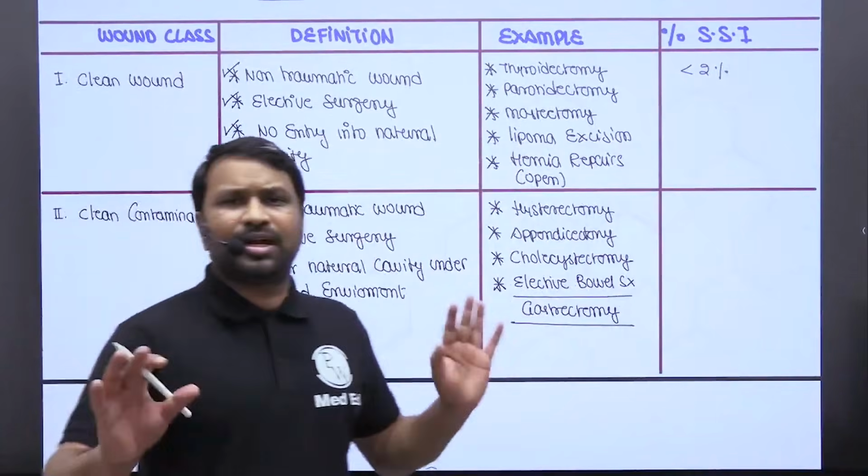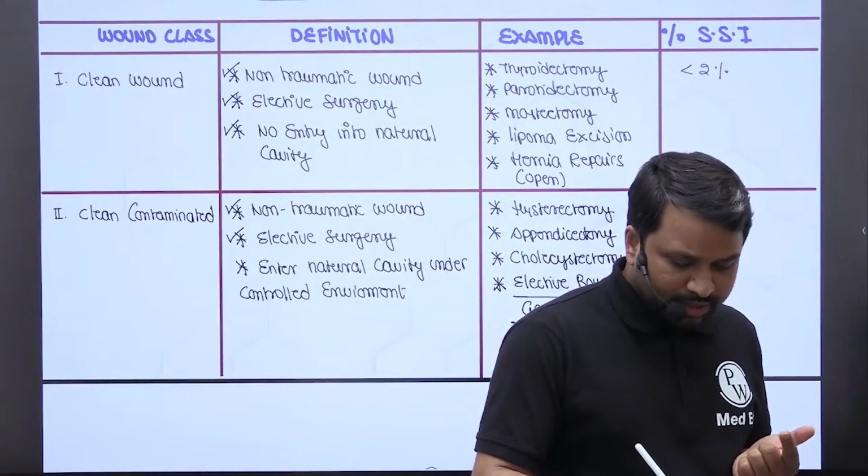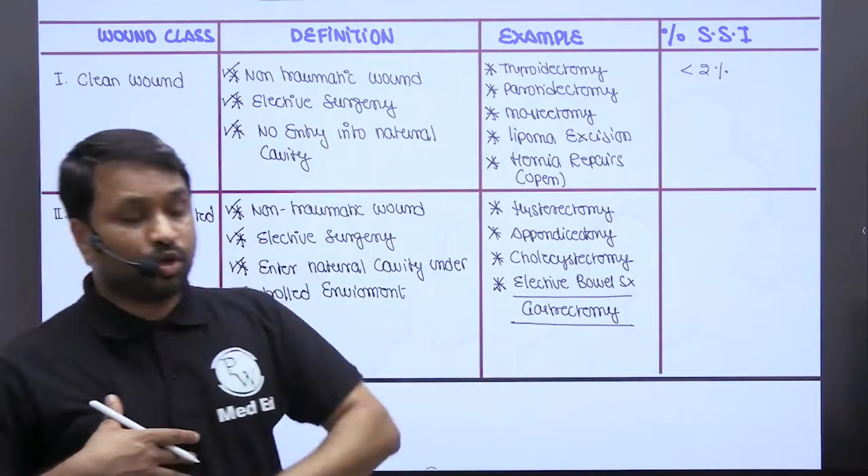So what is the criteria of a clean contaminated wound? It should be non-traumatic, it should not be due to trauma. It should be an elective surgery. You can go into a natural cavity, abdomen or thorax, but again in a controlled manner.